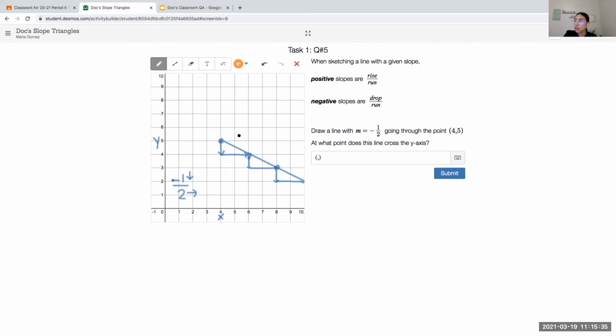So we want to make our line longer to answer this question. At what point does this line cross the y-axis? So if I make this line longer, I want to see where this line touches the y-axis here. So to do that, we're going to go in the opposite direction. Instead of making our slope triangles down here below our line, let's see what happens if I make a slope triangle on the top of the line.